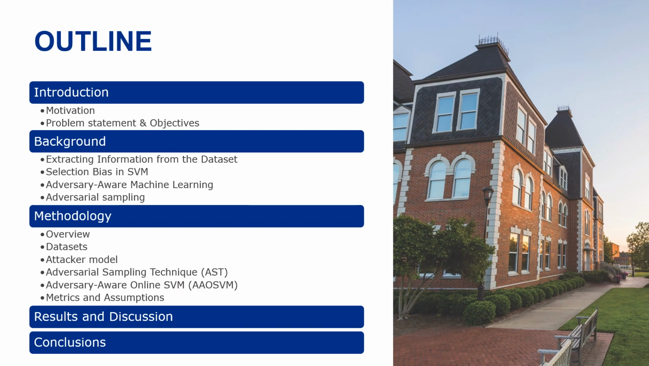The outline of the presentation is the motivation of the research, problem statement and objectives, some background, selection bias in SVM, a little bit of adversarial aware machine learning, a little bit of adversarial sampling, an overview of the methodology, a little bit about the datasets used, a little bit of the attacker model that's been considered, how the adversarial sampling technique that's used works, how the adversarial aware online SVM works, the metrics and assumptions, the results and discussion, and conclusions.